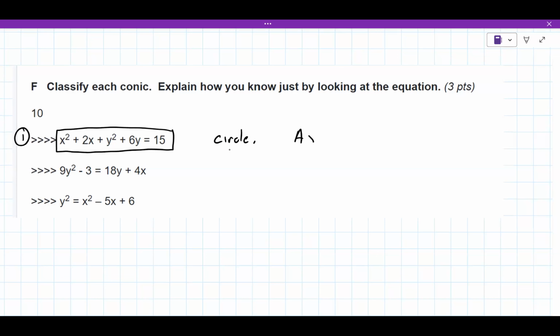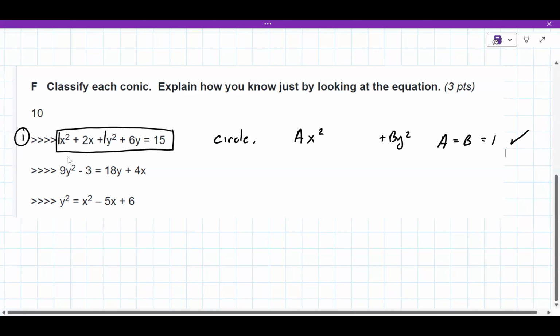They write it this way in your notes here. There's ax squared plus by squared. So a and b are the numbers in front of x squared, which is 1, and the numbers in front of y squared, which is 1. When a equals b, which in this case equals 1, that's how you know that it's a circle. Okay, and that's it.